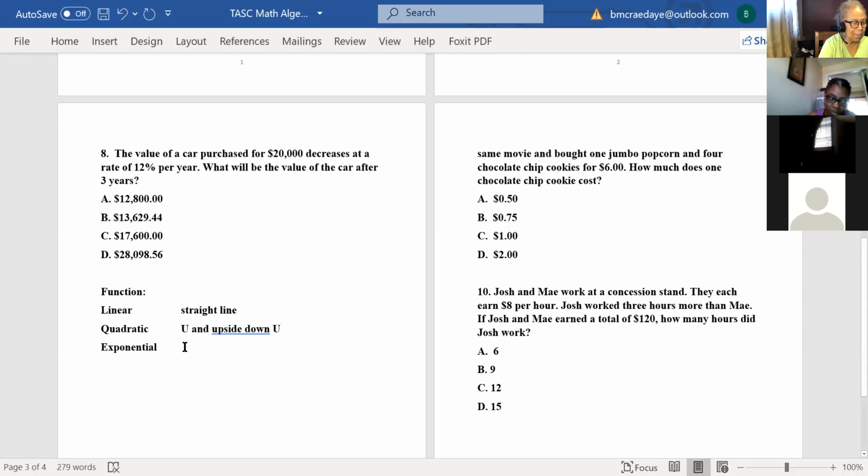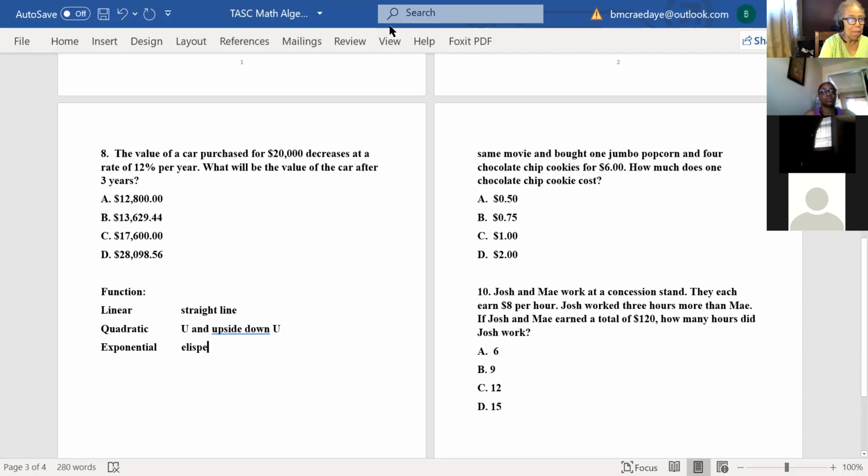Now, what about the exponential? They use powers. It doesn't really have a name so much, but I just call it ellipse. I think that's misspelled, but I call it the ellipse.